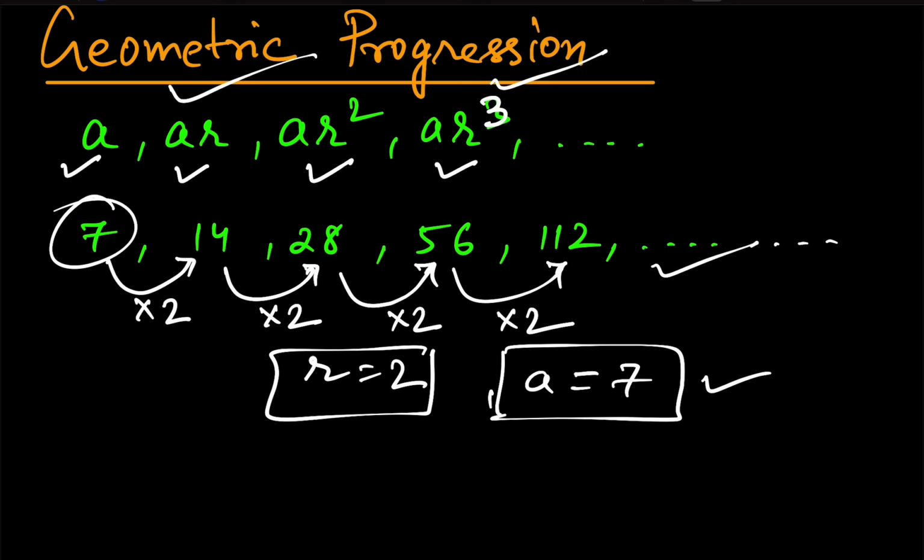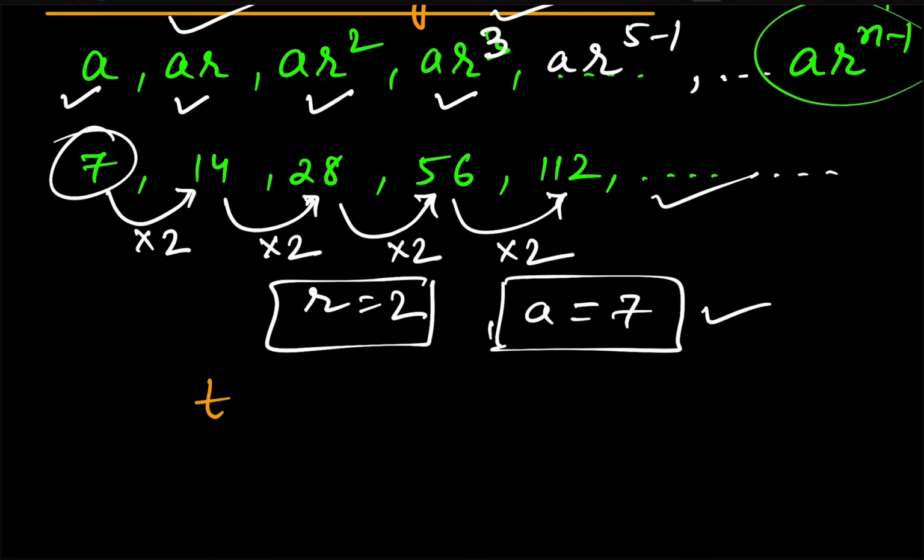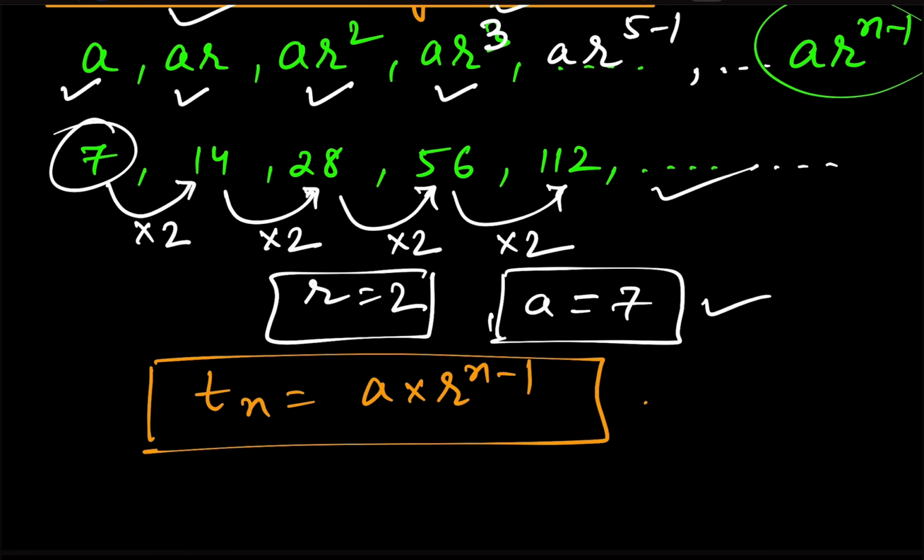So for the fourth term it is a r cube, like 4 minus 1. Similarly, for the fifth term it is a r to the 5 minus 1. Similarly, if you go for the nth term, you will get a into r to the n minus 1. So this is the nth term of a GP. The nth term of a GP is a into r to the n minus 1, where a is the first term and r is the common ratio.